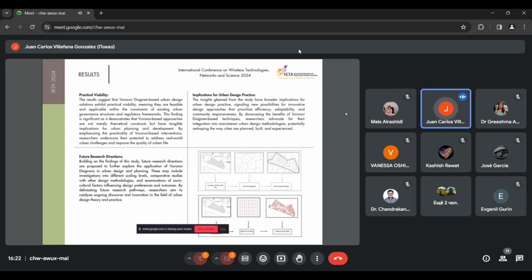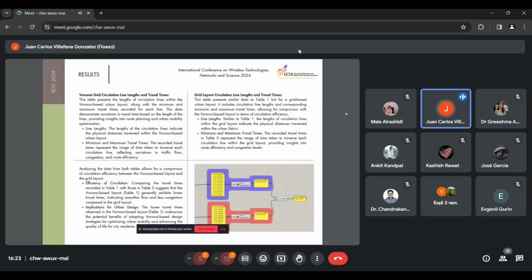For future research directions, building on the findings of this study, several directions are proposed to further explore the application of Voronoi diagrams in urban design and planning. This may include investigations into different scaling levels, comparative studies with other design methodologies, and examination of social and cultural factors influencing design preferences and outcomes. By delineating future research pathways, researchers aim to catalyze ongoing discourse and innovation in the field of urban design theory and practice.